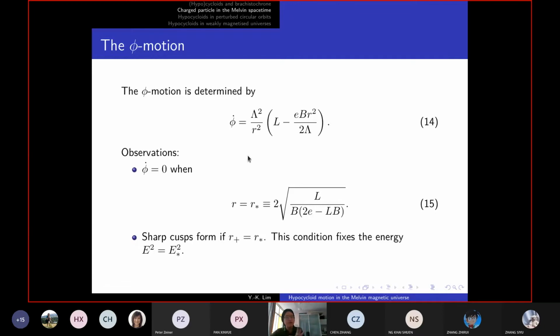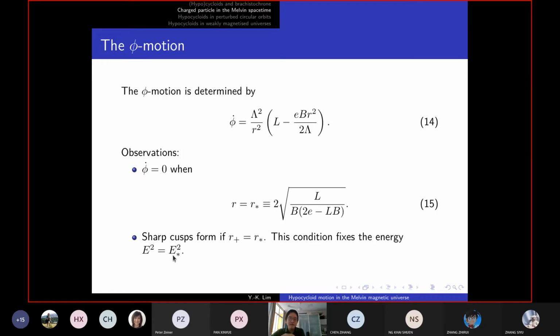Okay, so that is the situation I'm looking for. And I've said I found the R star, which will make phi dot become 0. And earlier, if you recall, R plus is where R dot becomes 0. So when these two numbers are equal, then R dot and phi dot will become 0 simultaneously. And this is the situation where it will give me the sharp corners.